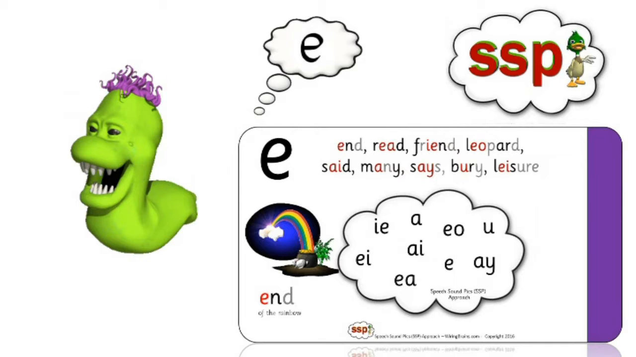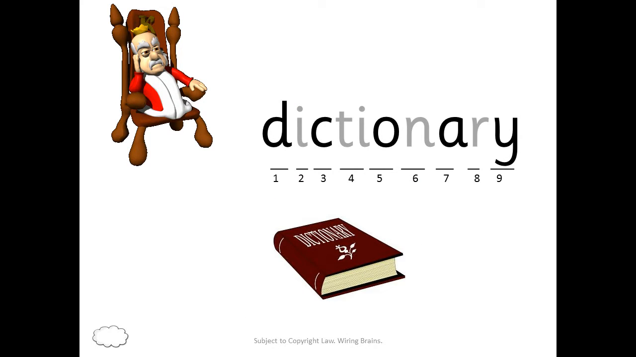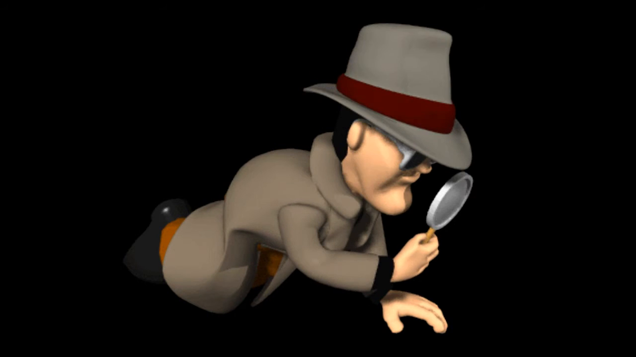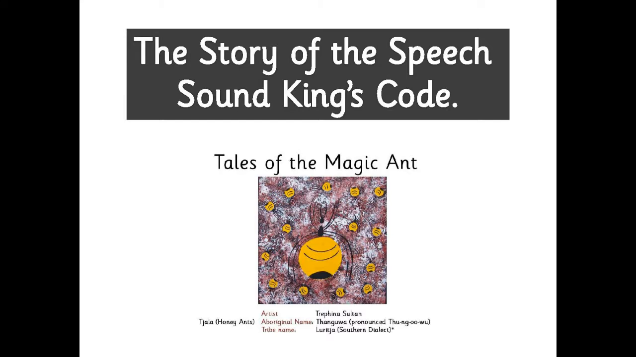Well, it all depends on the word. Who decided on the words? The speech sound king in his code mapping book, the dictionary. So students become code mapping detectives, exploring the speech sound king's code.